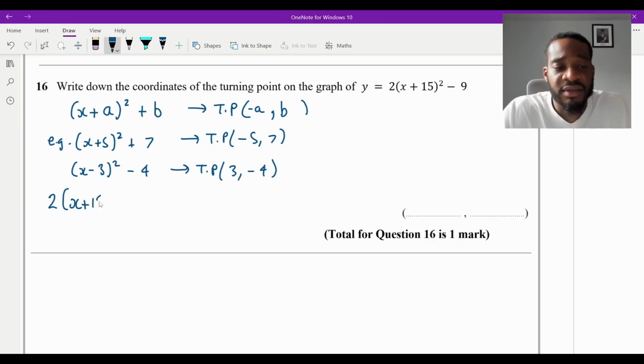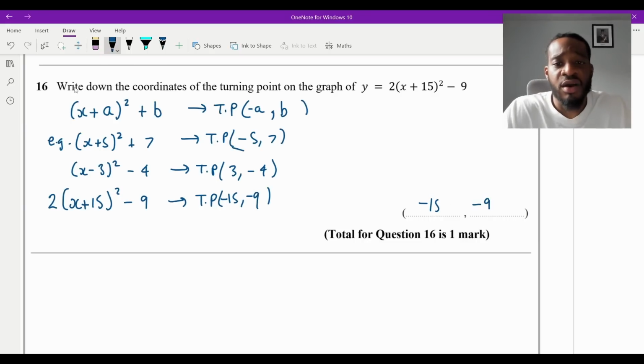So 2 bracket x plus 15 all squared minus 9, right? It's just literally the turning point: change that 15 to a minus 15, keep that minus 9 on the outside the same. So the answer is just minus 15, minus 9. Yeah. And this is just literally from graph transformations. So just as long as you remember this, then you'll be fine.